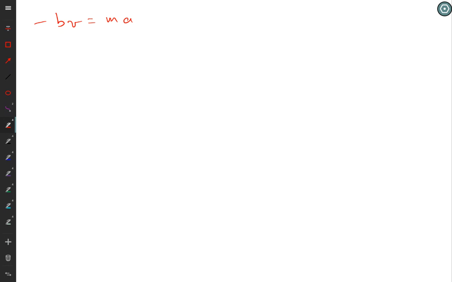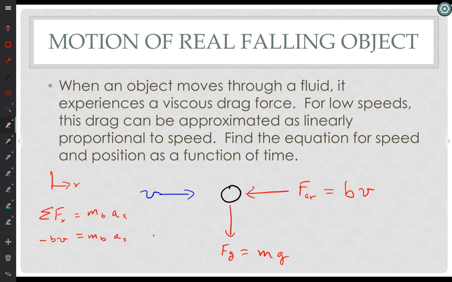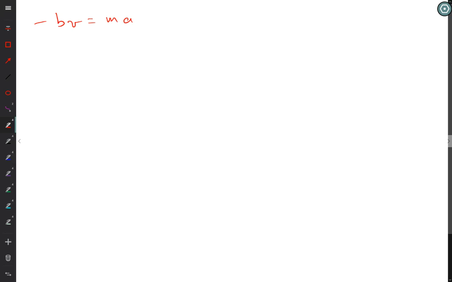Now we're into the kinematics. This is where you could actually start the problem for what's going to be on the test. If I want to find, as the problem says, the equation for speed and position as a function of time, there's no time here. I'm not going to panic. What am I going to do? We substitute that a is equal to dv dt. That has time in it. And so I will have minus bv is equal to m dv dt.